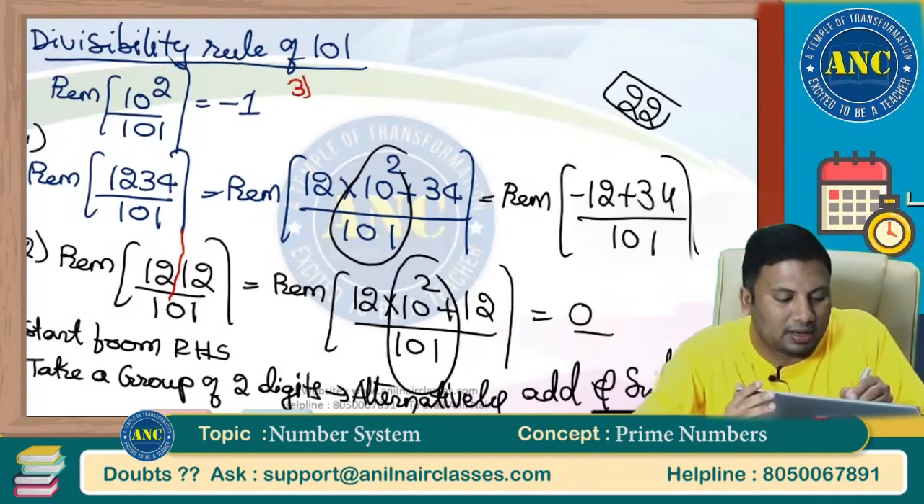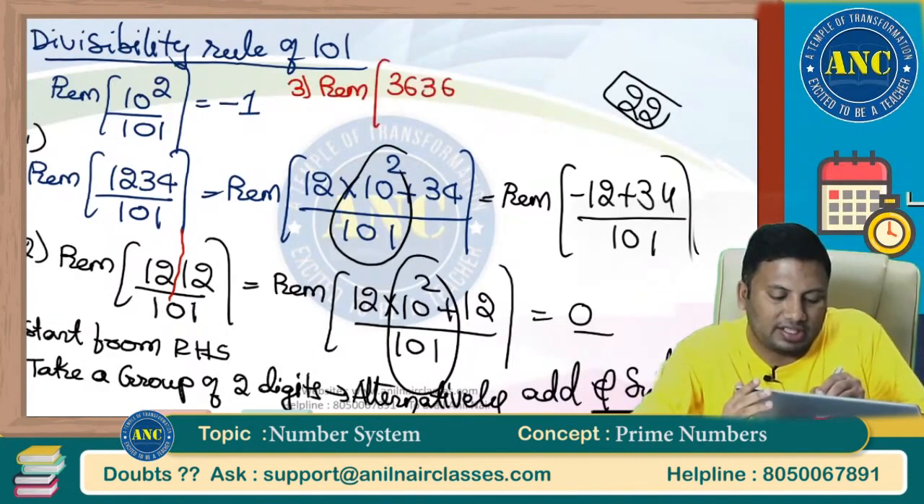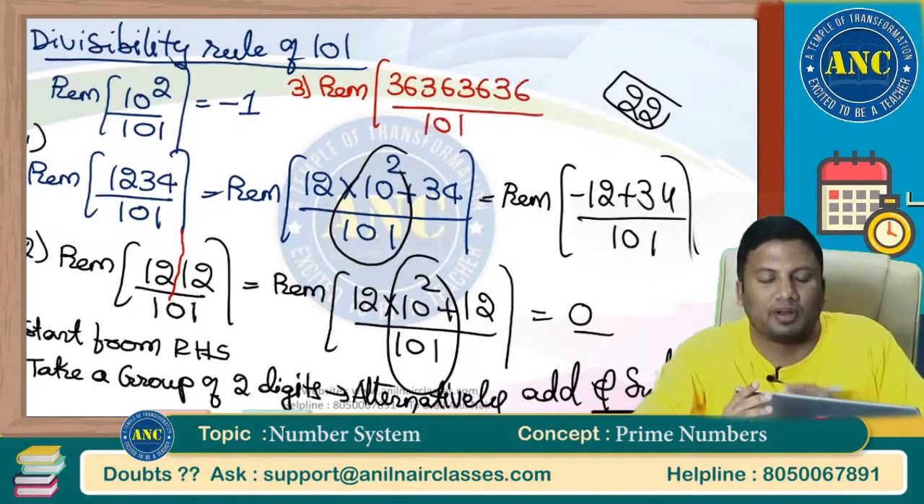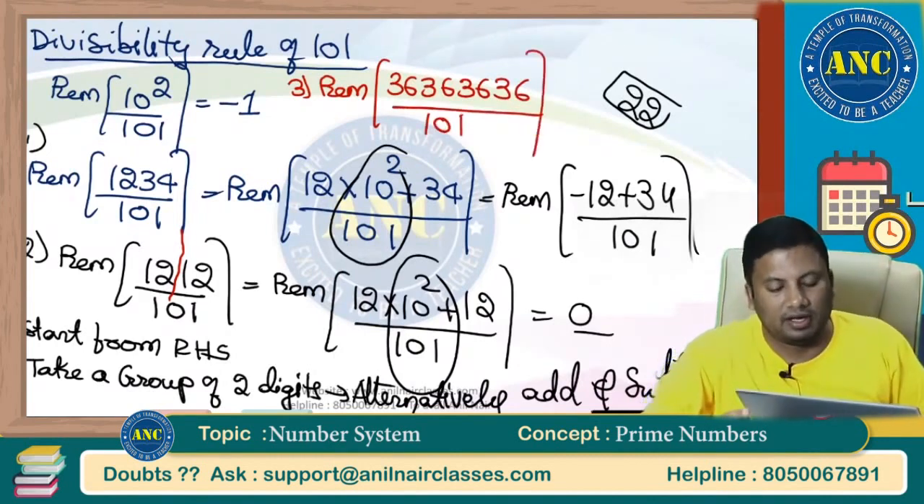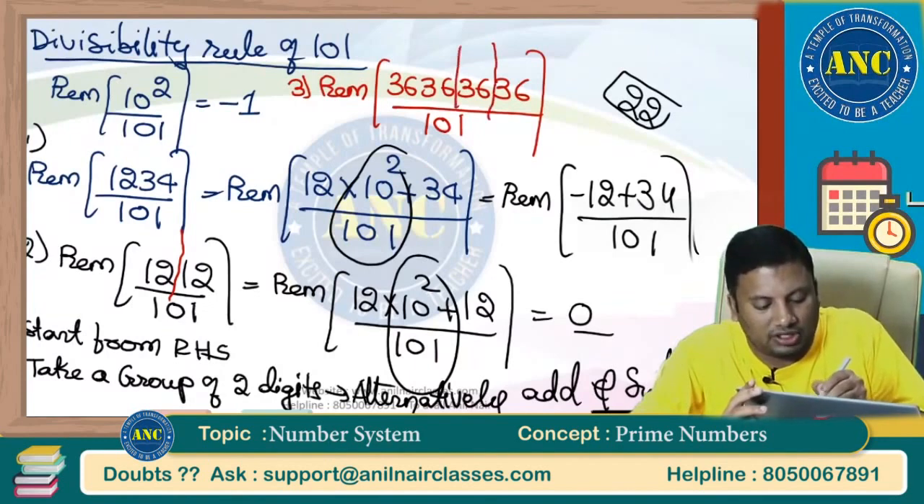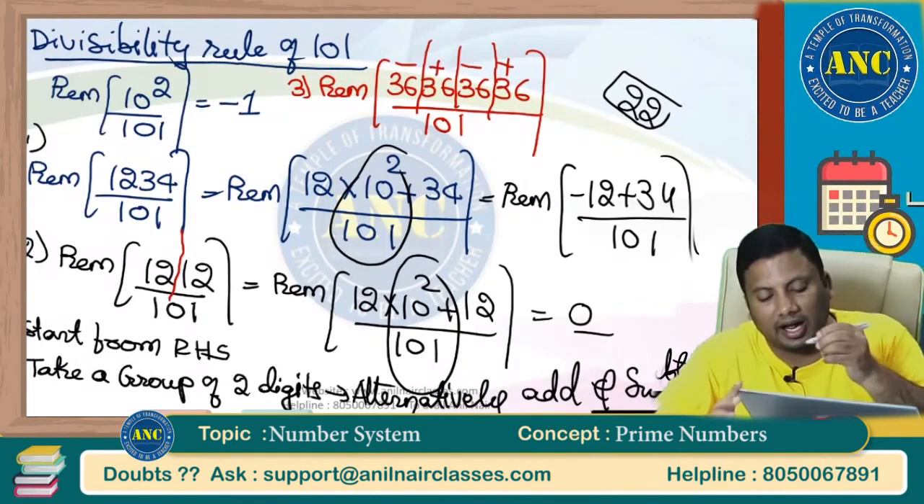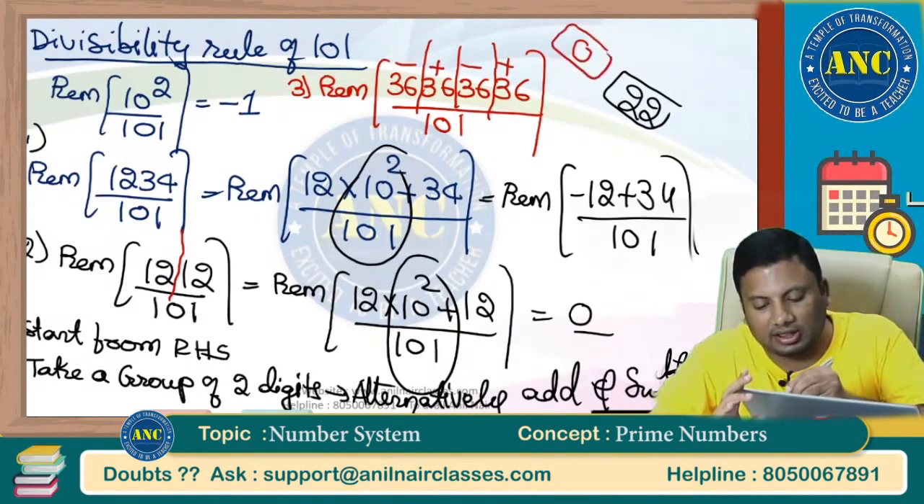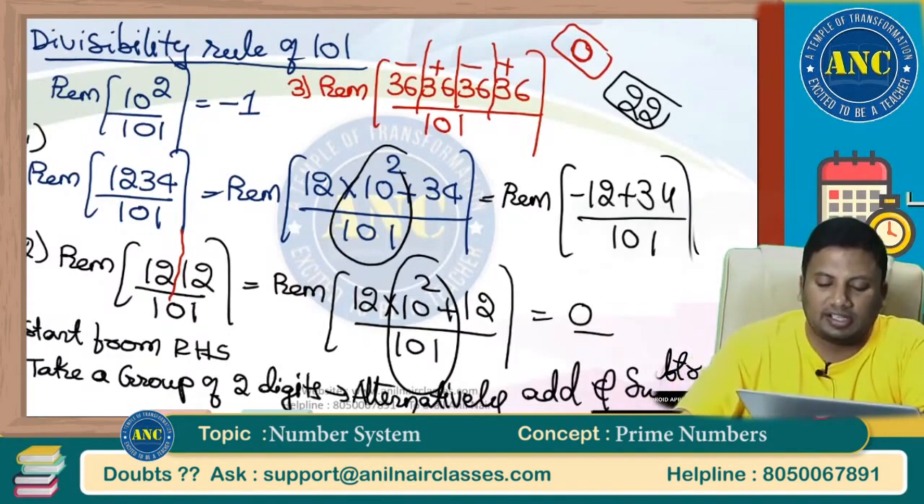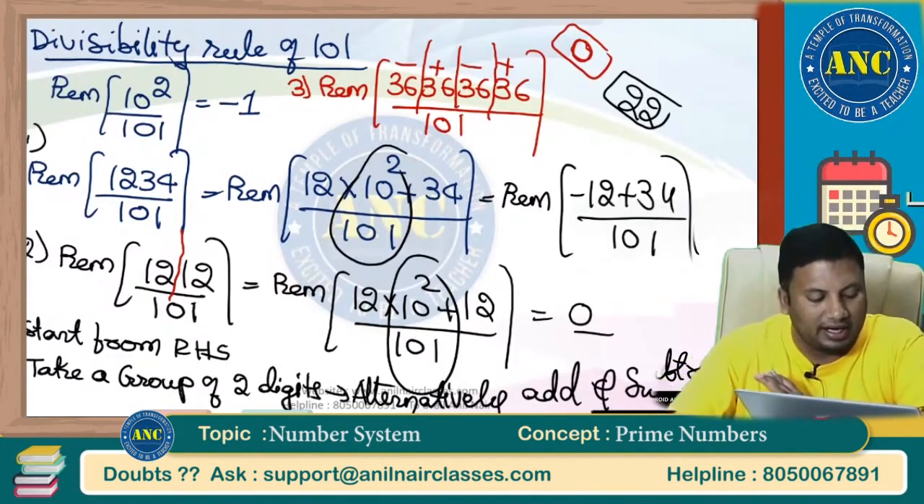Suppose the third example. See here, sir. 36, 36, 36, 36 divided by 101. Now take a group of 2 digits. Alternately add and subtract. Answer is nothing but 0. I hope the idea is clear.